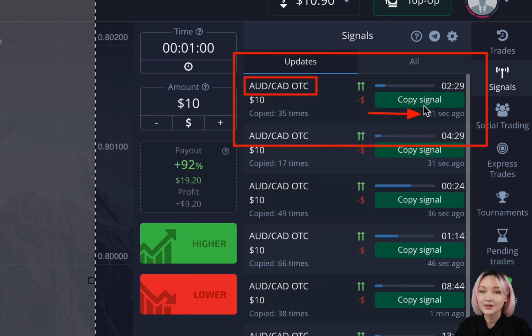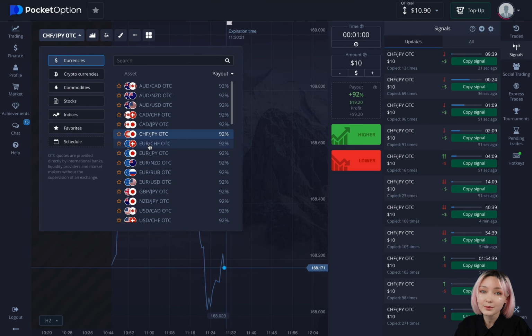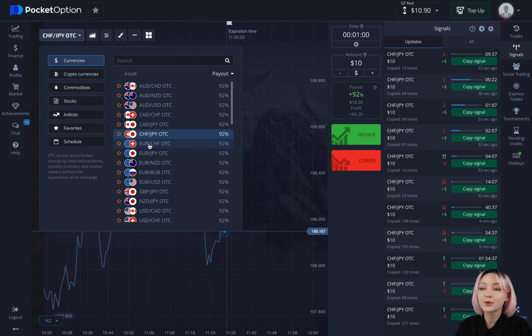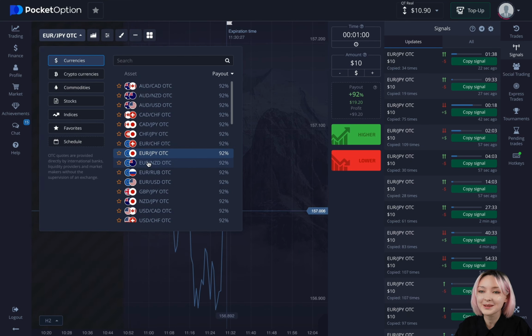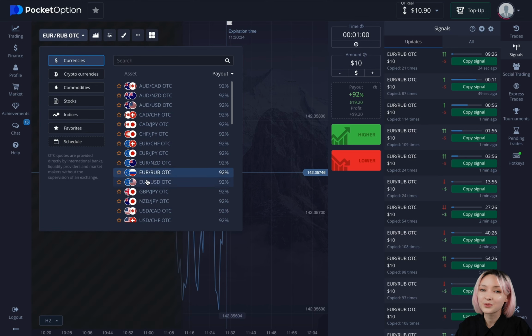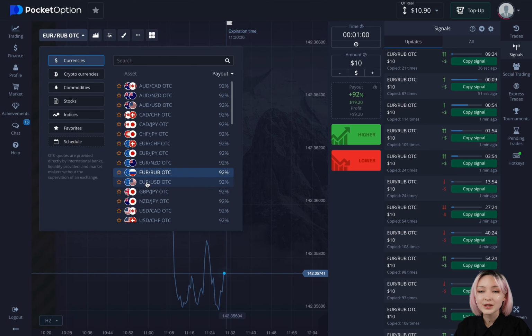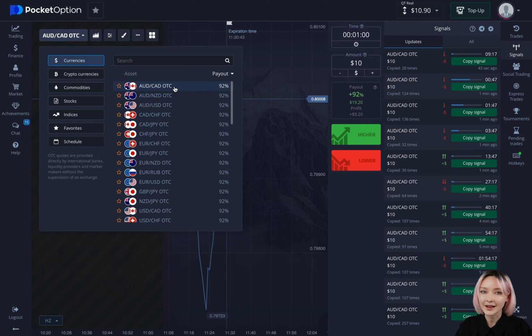Also, pay attention to the deal's expiration time. It should be around 1 minute for today. Feel free to make longer deals if you have the option to. My goal for today is recording a short video, earning as much as possible within a span of 5 to 10 minutes. So today I'm gonna stick to 1-minute deals. The most important thing to do is copy the signal as soon as it has arrived.